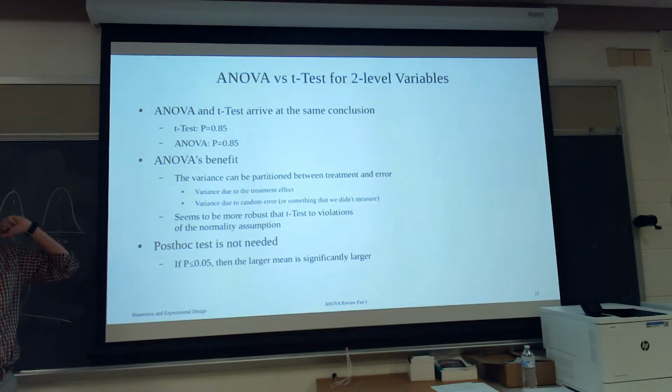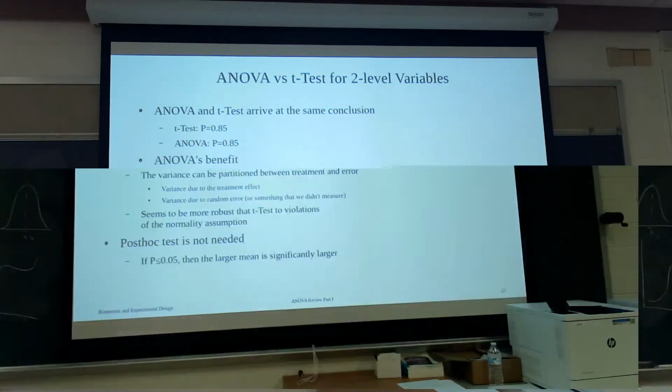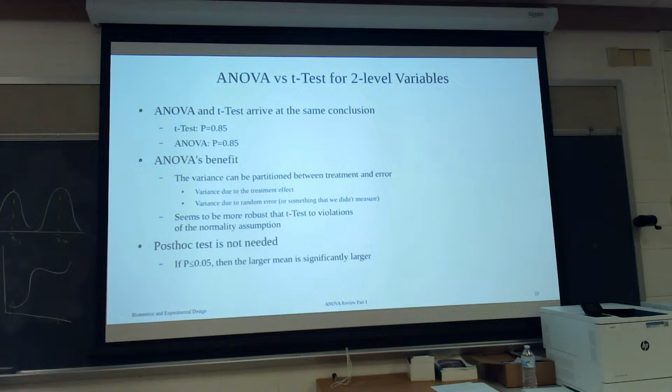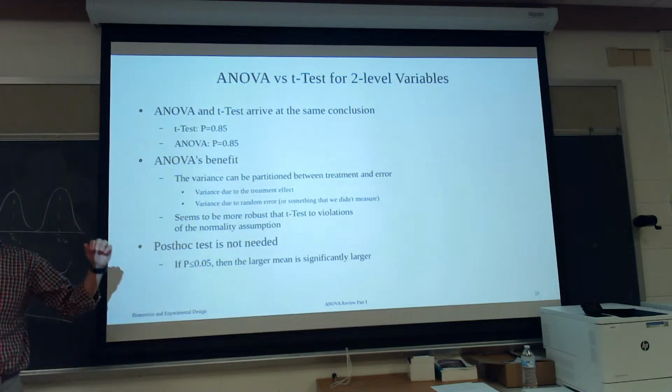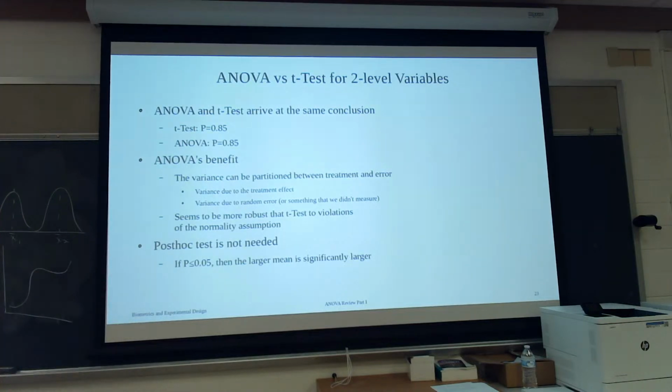And the second benefit is it seems to be a little bit more robust to violations of our assumptions, especially in terms of normality. That's just kind of why I tend to prefer the ANOVA. But again, p-values end up coming out to be the same thing. In this case, we don't need a post-hoc test because we only had 2 levels. If they're different, we just look at the means and say, yeah, one is larger than the other.